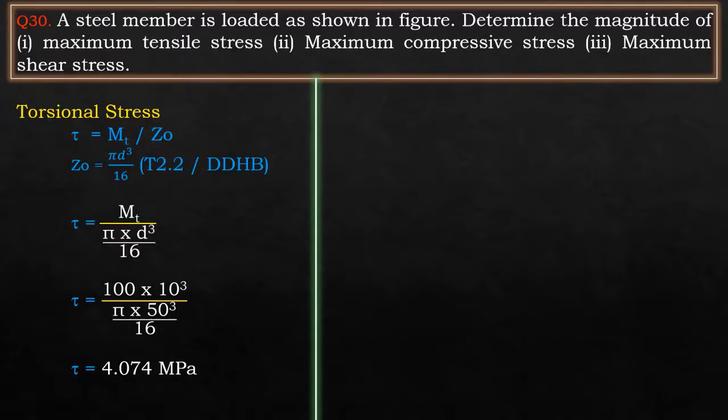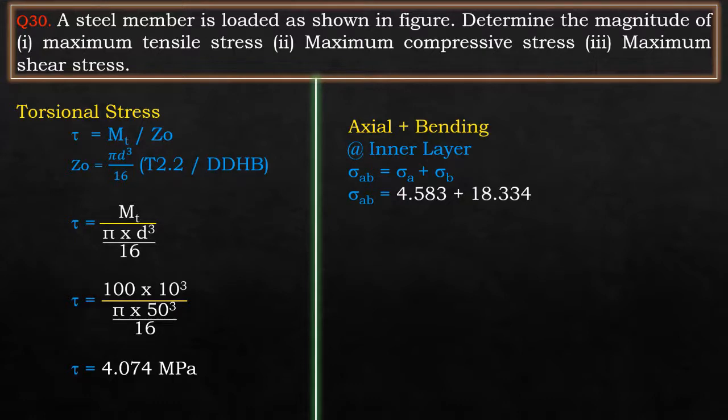After determining the values of axial, bending as well as torsional stress, let us also now determine the combined axial plus bending stress, whose value happens to be equal to sigma AB. So axial plus bending will be determined at inner layer as well as at outer layer. At inner layer, since both are positive, that is both are tensile in nature, we are going to add sigma A and sigma B. Therefore, sigma AB is equal to 4.583 plus 18.334, which will be equal to 22.917 megapascals, which is tensile in nature.